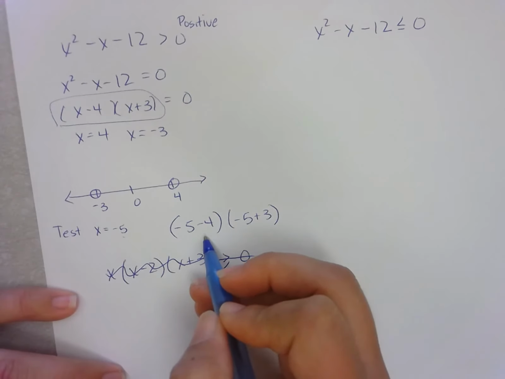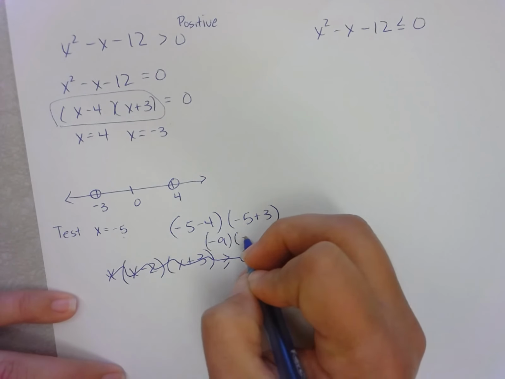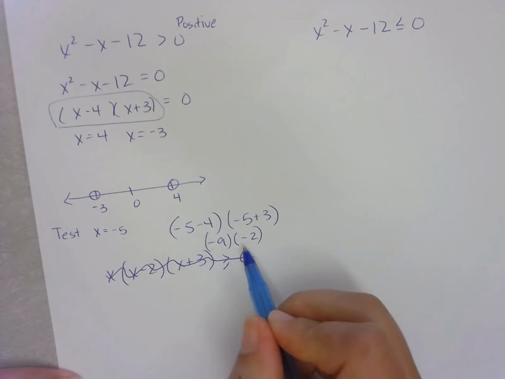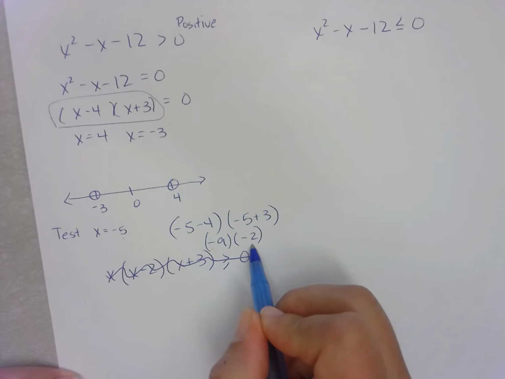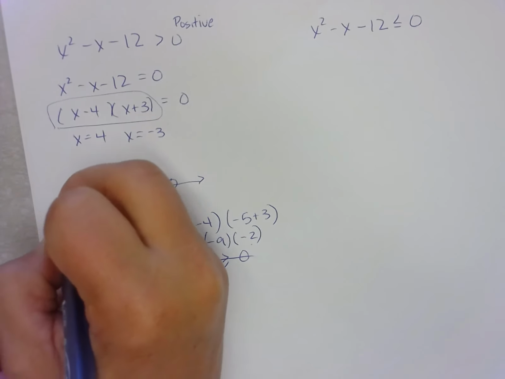So this is going to be negative, right? It's going to be negative 9. And then this is times negative 2. And it just so happens that a negative value times a negative value gives me a positive value. And so that means I have this piece right here that is in fact true.